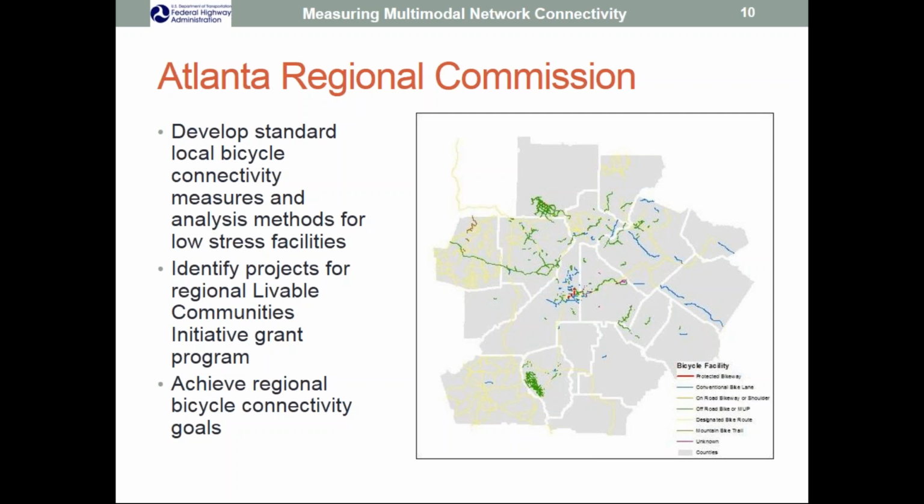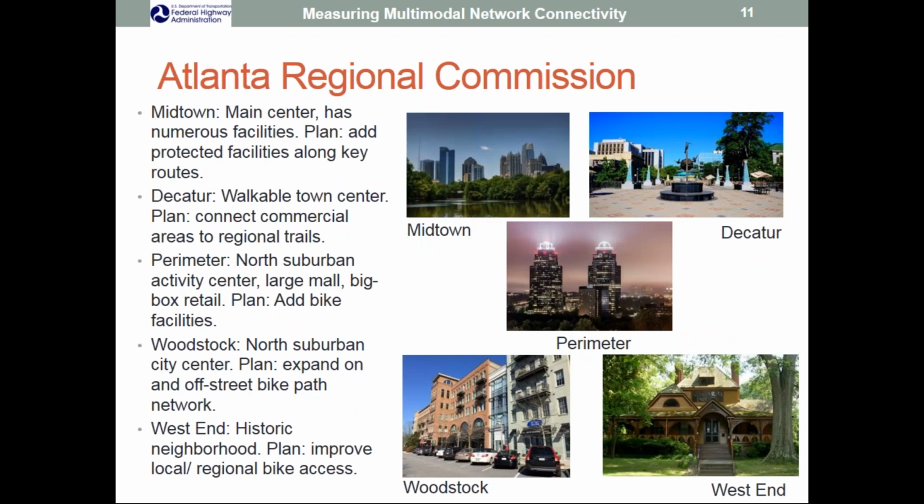So even though Atlanta Regional Commission covers a huge territory and does do region-wide bicycle and pedestrian planning, the reality was we need those local plans and those local measures and methods to become something that we can roll up to that regional scale and benefit both the locality and the region.